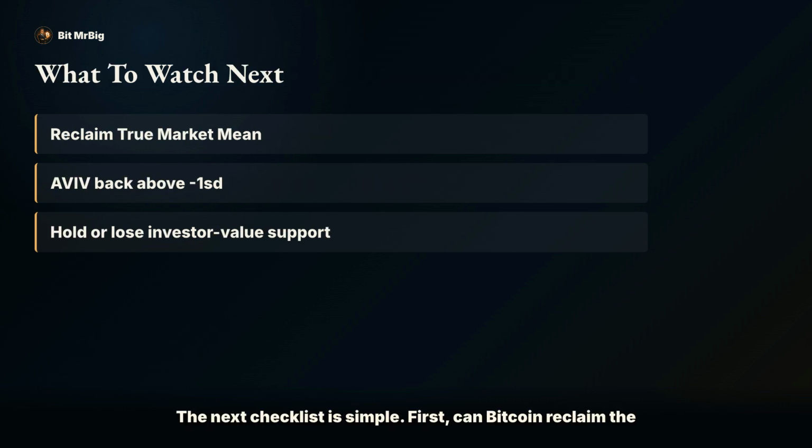The next checklist is simple. First, can Bitcoin reclaim the true market mean around $77,000? Second, can AVIV move back above the -1 standard deviation band and hold there? Third, if price remains below the true market mean while AVIV stays compressed, does the market quickly recover, or does it accept lower valuation? The answer will separate a repair phase from a deeper stress phase.